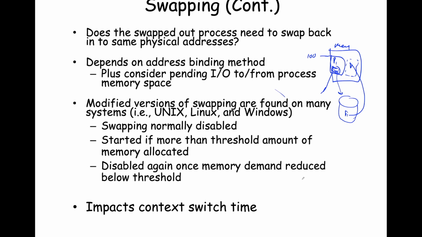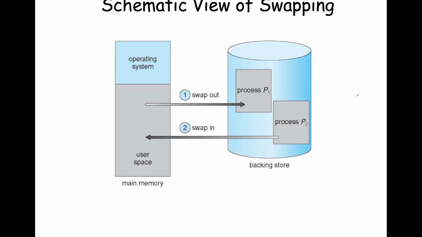And so swapping impacts the context switch time, because if you're going to context switch from one process to another, but that other process is on the backing store, in addition to the dispatcher action, you're going to pay the cost of the time it takes to swap it from the backing store back into memory.